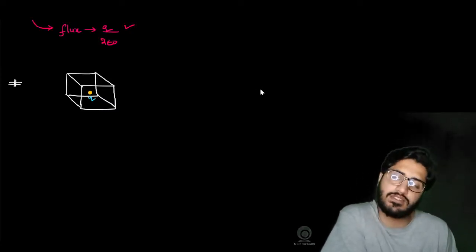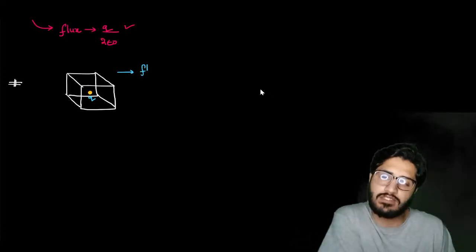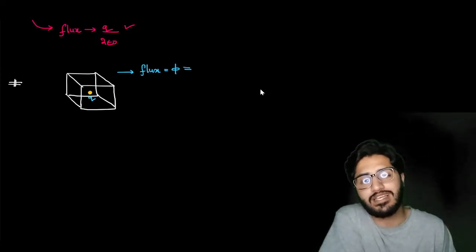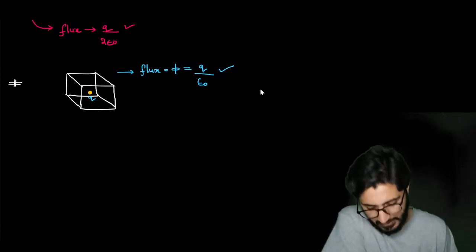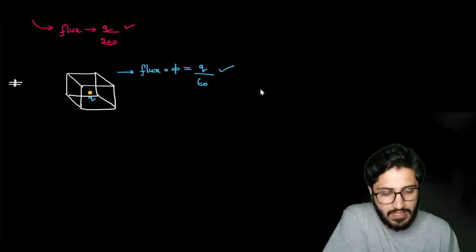What will be the flux through the cube? Sir, my flux, that is phi, will be equal to the summation of charge inside divided by epsilon naught. The charge inside is Q only, so I can write Q divided by epsilon naught. Correct answer.